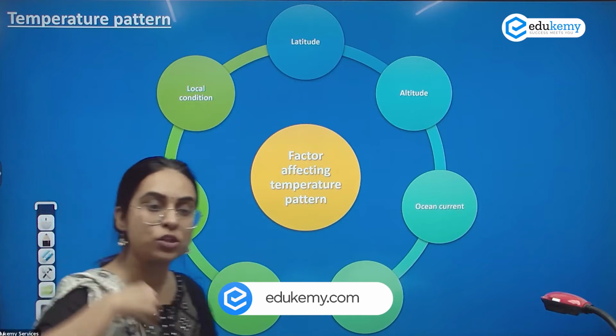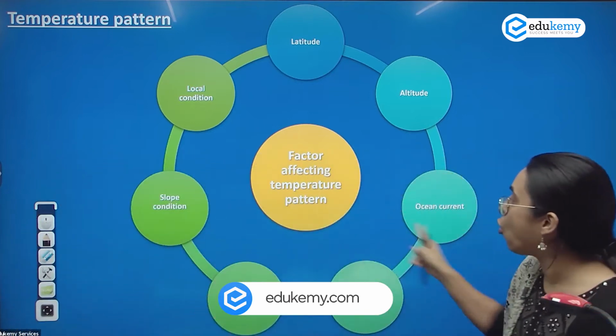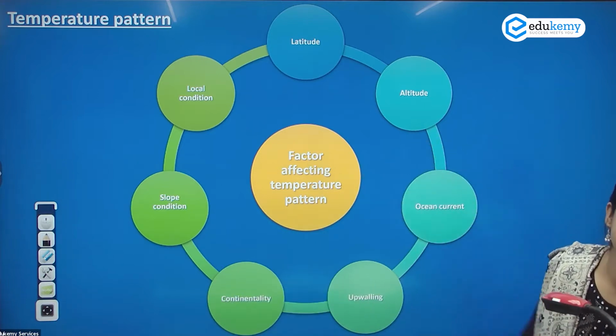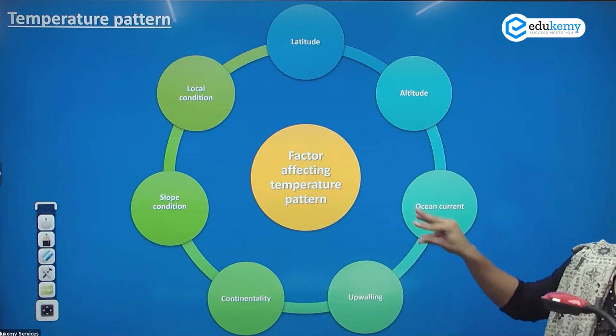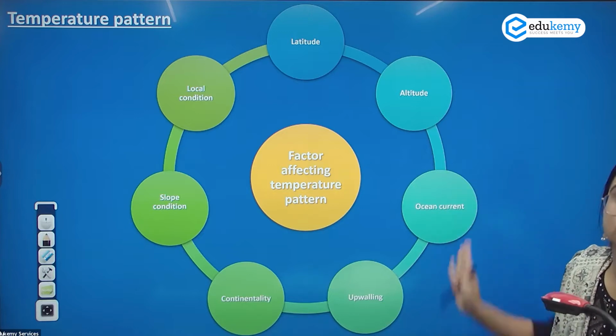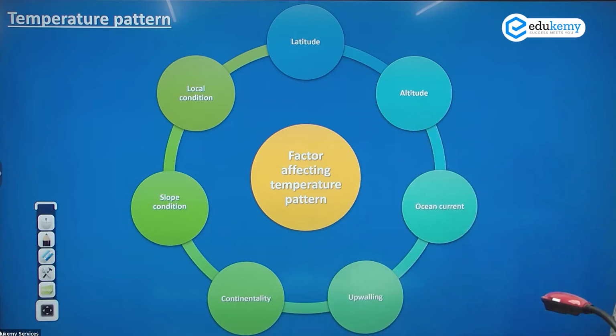The factors that also affect your temperature are the ocean currents. Warm ocean currents will lead to hot conditions. Cold ocean currents will lead to cold temperature. So when there is cold temperature, there would be pressure variation. So these are the factors that are affecting the temperature, and therefore they also affect your pressure.